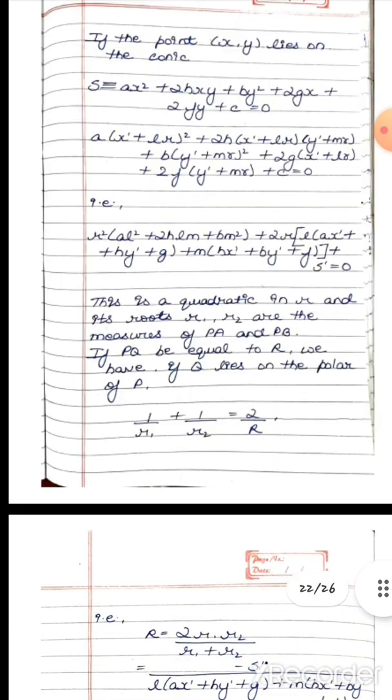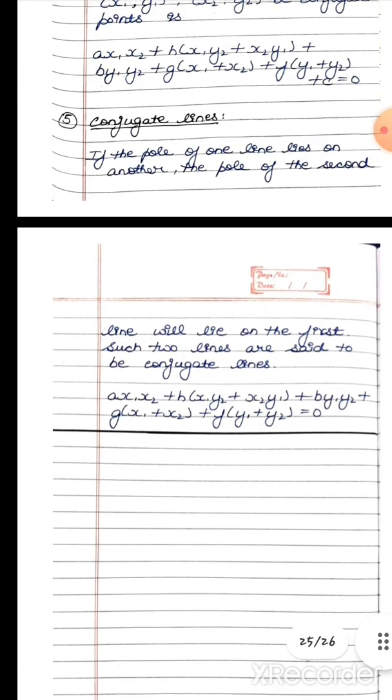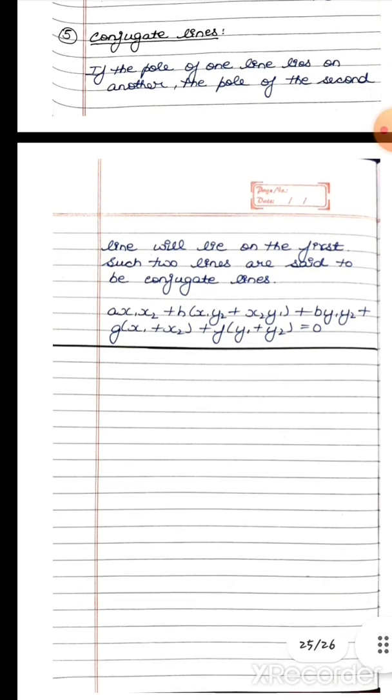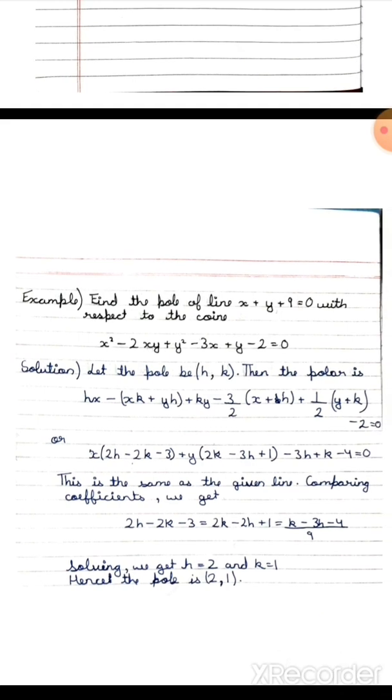Next is conjugate lines. If the pole of one line lies on another, the pole of the second line will lie on the first. Such two lines are said to be conjugate, and the condition applied is as shown. Here is also an example that we can discuss related to pole and polar.